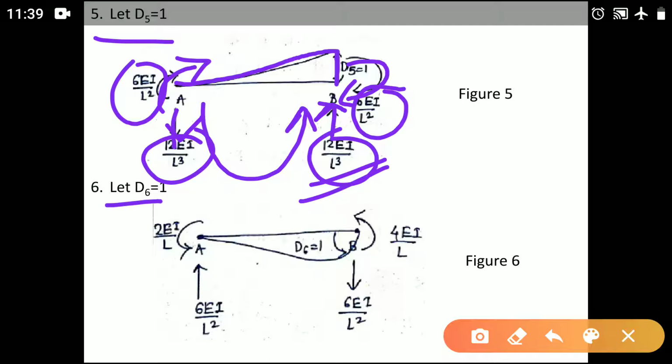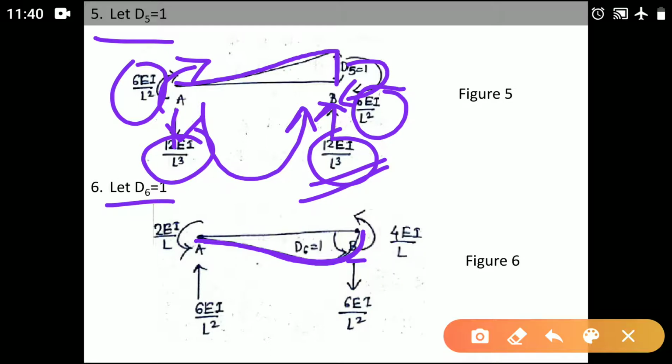And the last step, number 6, that is to give unit rotation in the positive direction at node B. D6 is the rotation at B. When we are giving rotation equal to 1 at node B, that means simply node B has to rotate by one unit of rotation. So it will take this type of shape.